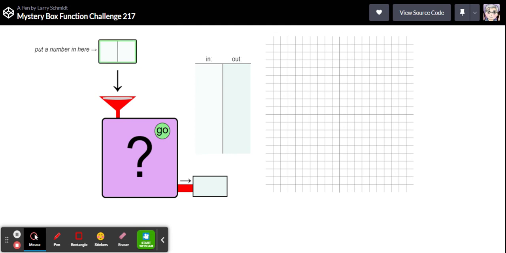Alright, let's begin. I'm going to put in a 0. 0 gives us 4, okay. How about a 1? 9. How about a 2? Oh, we're already up at 19, so yeah, that looks like a curve, right? Because we went up 5 and then we went up 10.